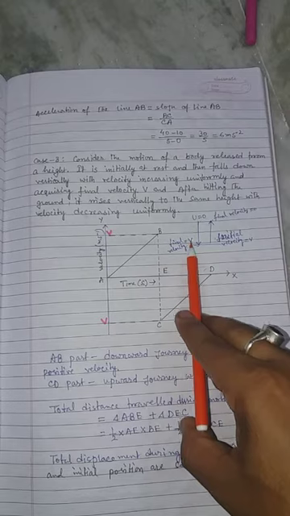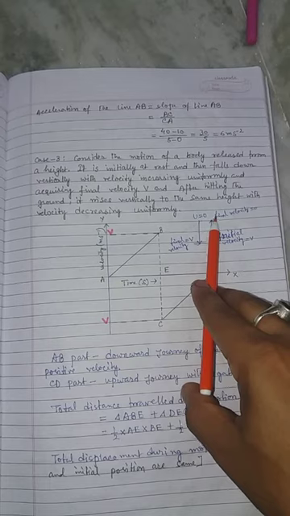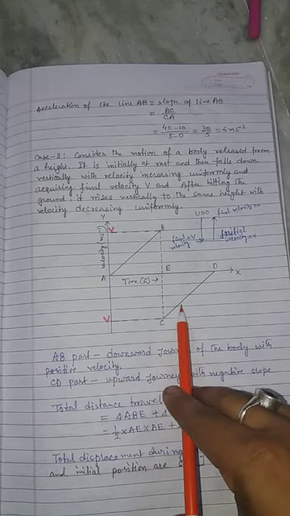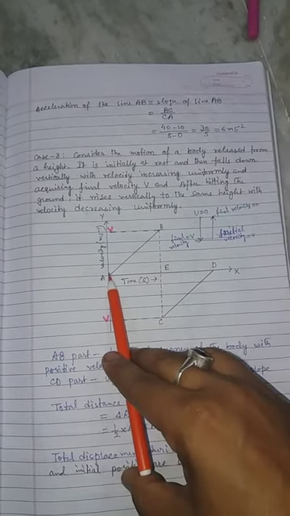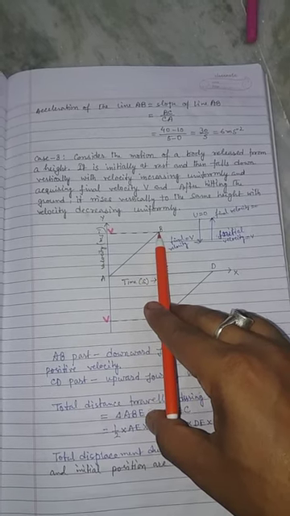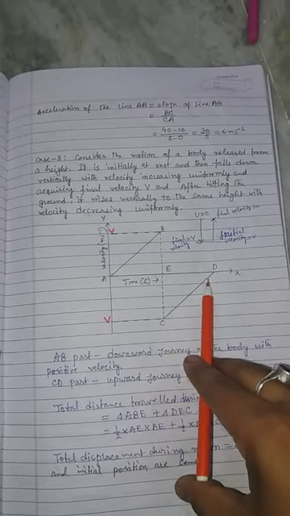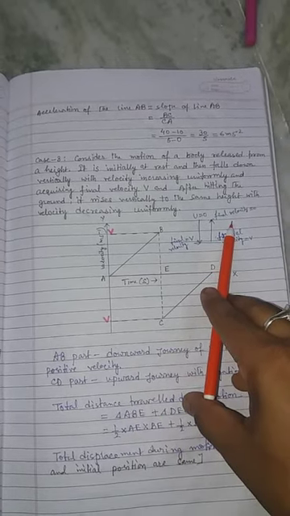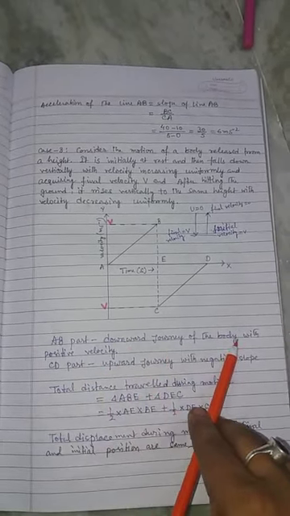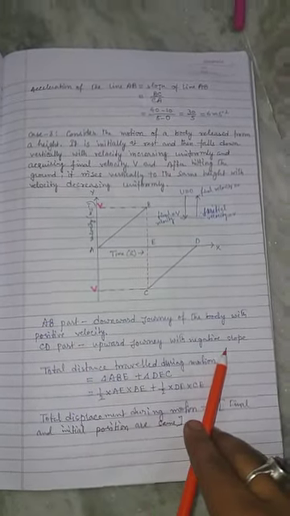This one is the positive direction, so it is taken on the positive y-axis. This one is the negative direction, so it is taken on the negative y-axis. Starting from 0, it acquires maximum velocity. With this velocity the object rebounds and ultimately velocity becomes 0. AB part is the downward journey of the body with positive velocity. CD part is the upward journey with negative slope.